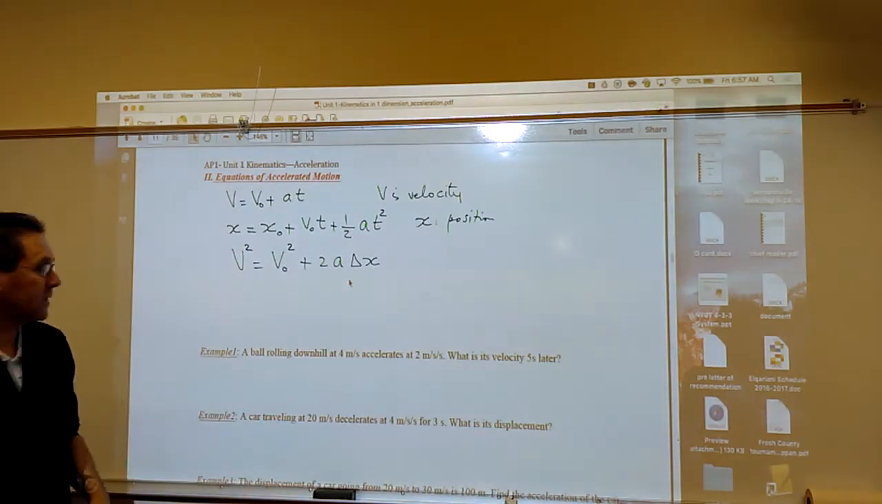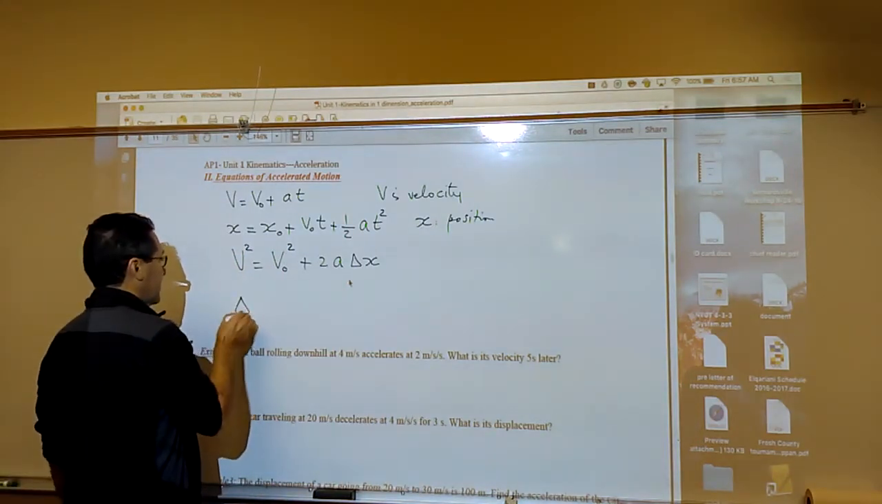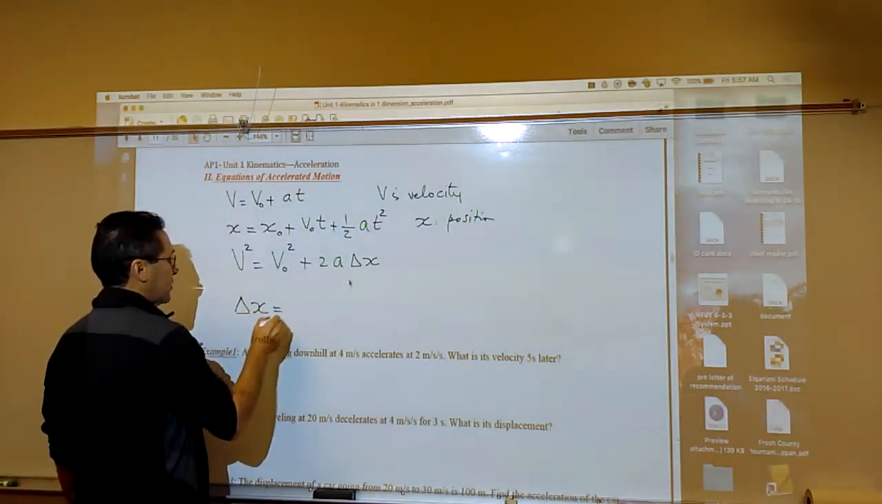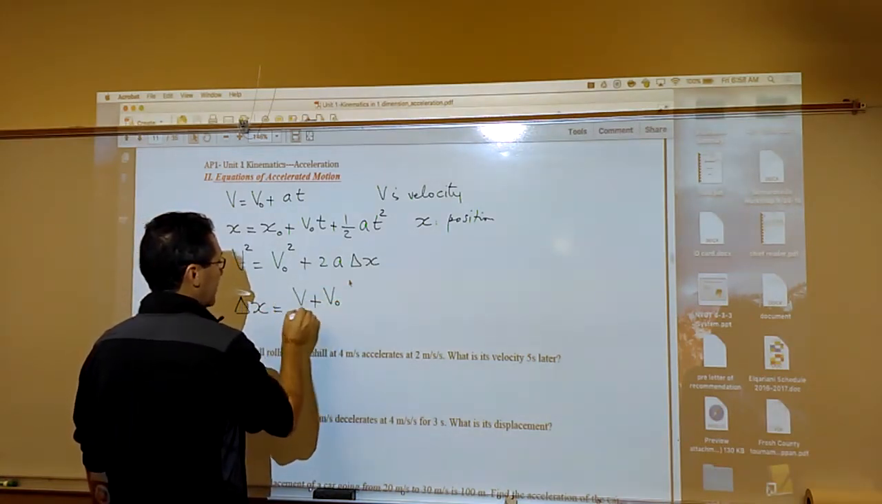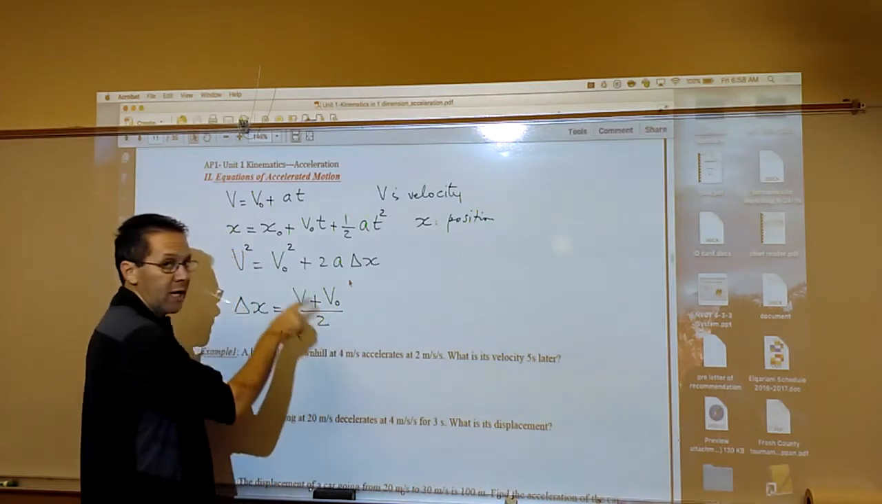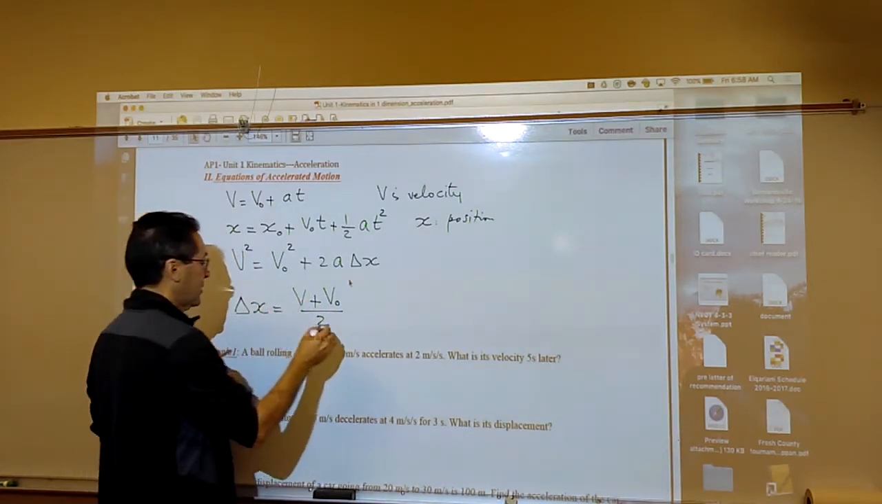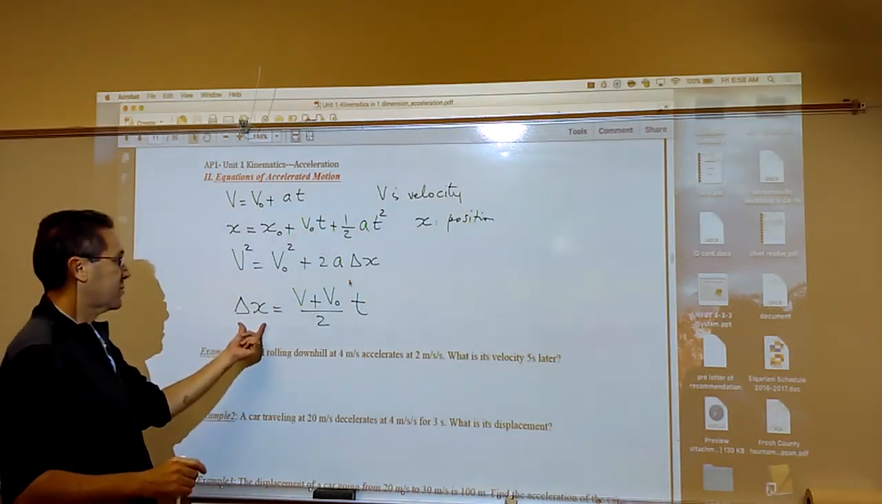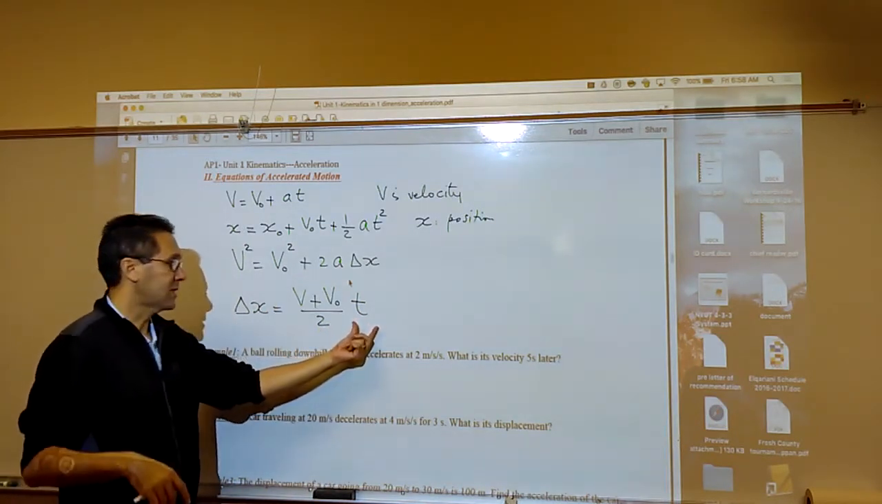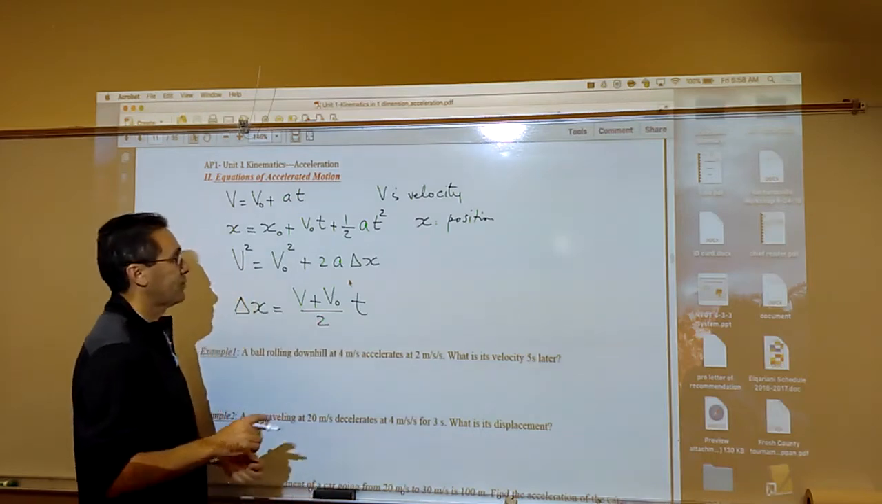And there is one that's not there, and that one is the change in position or displacement is your final velocity plus your initial velocity over 2. In other words, the average of your final and your initial times the time that you travel. So if you want to find the displacement after you traveled t seconds, you just have to use this formula.